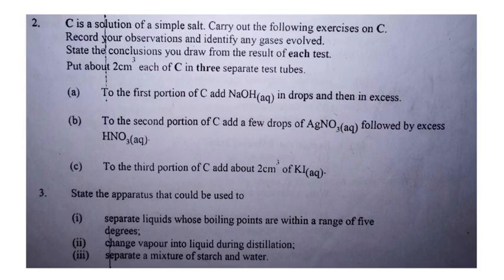As you can see, question 3 reads, state the apparatus that could be used to separate liquids whose boiling points are within a range of 5 degrees. So you are just stating apparatus here, and if you are separating liquids whose boiling points are within a range of 5 degrees, you want to state apparatus that are used in fractional distillation.